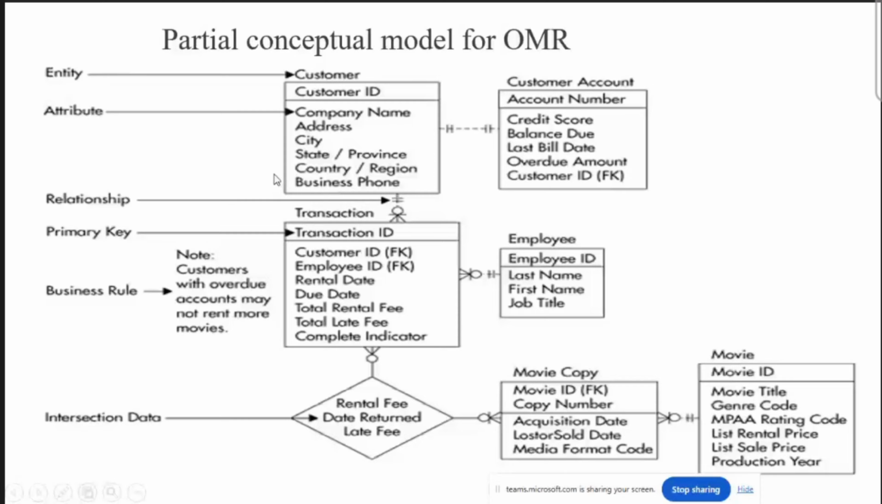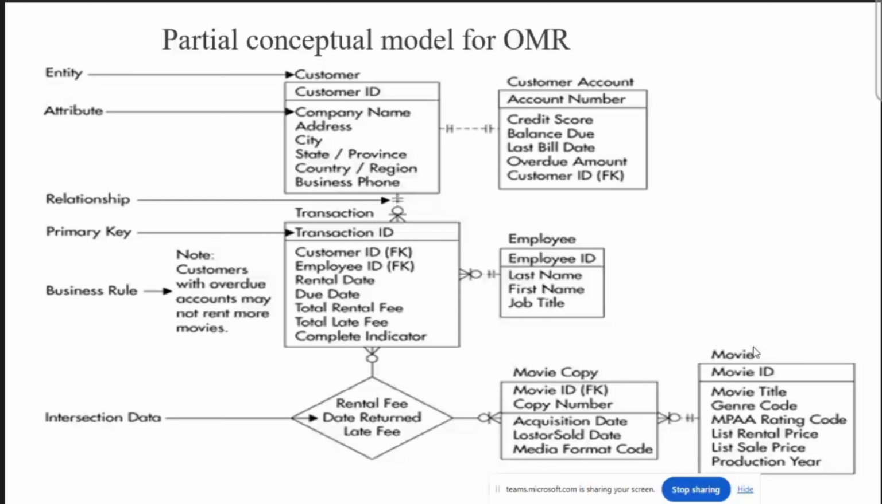So what we are looking at are the various elements. We say this is an entity: the customer, customer account, transaction, employee, movie copy, and movie. They are all entities we have identified. And how you identify them, like I said, you look out for the name, the phrase, the person, the name of the person, the place, the thing, the event, the concept.